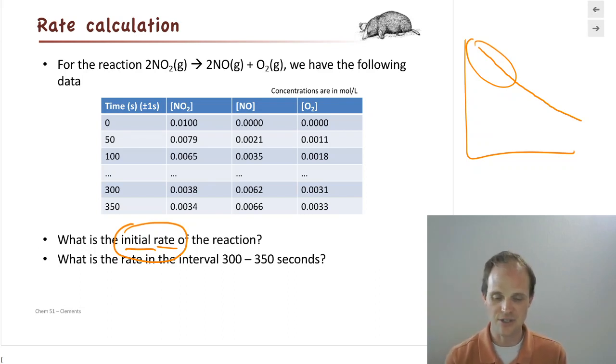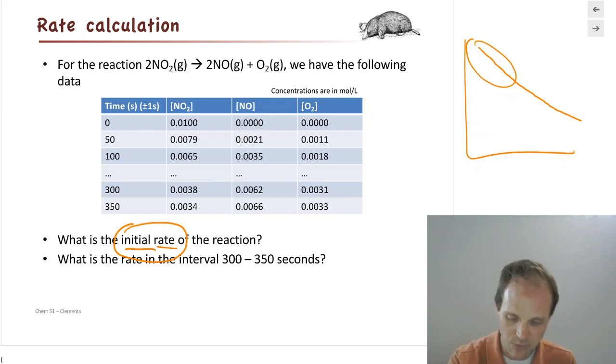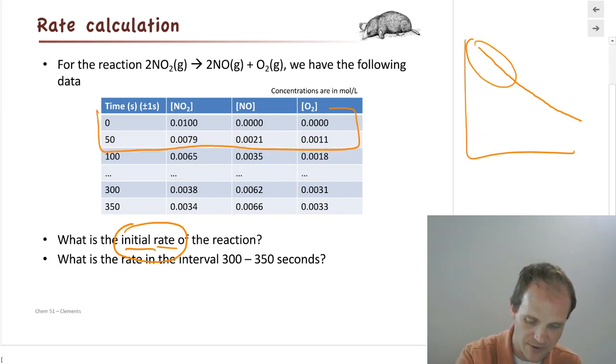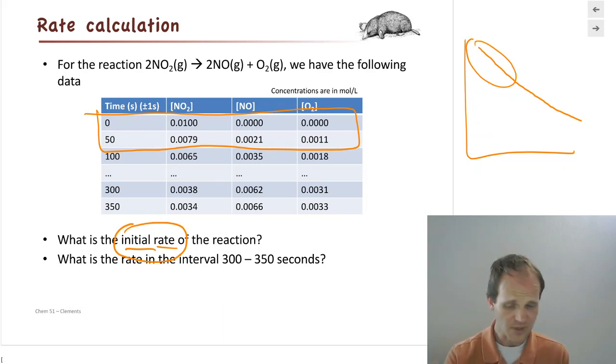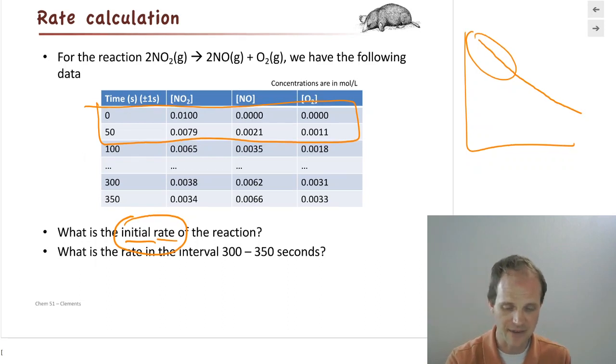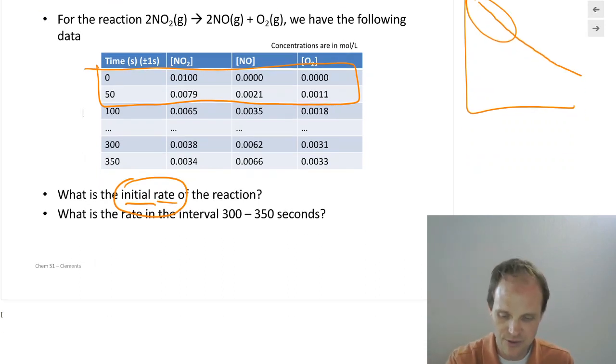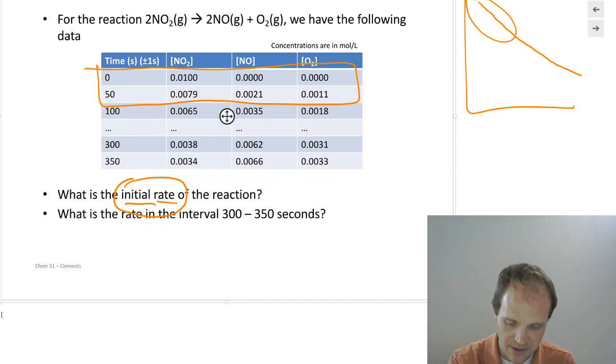That's the fun and interesting part of science. But I think for this time, we're going to go ahead and just use this 0 to 50 second data to find the initial rate of reaction. Now, we have got data for everything. So we have a plethora, a huge amount of data. We've got it for NO2, NO, and O2.